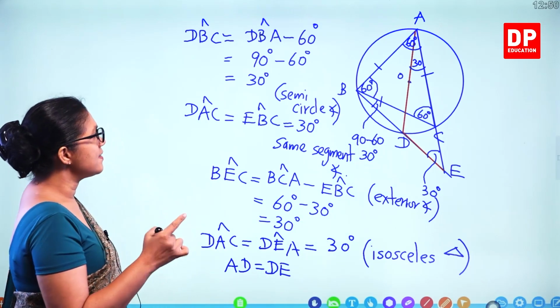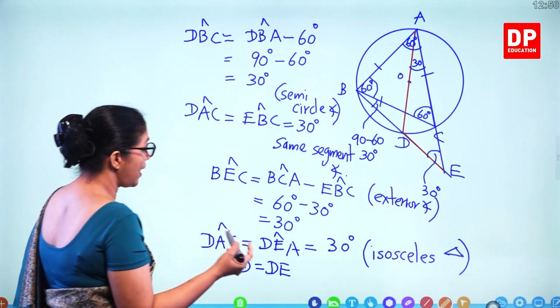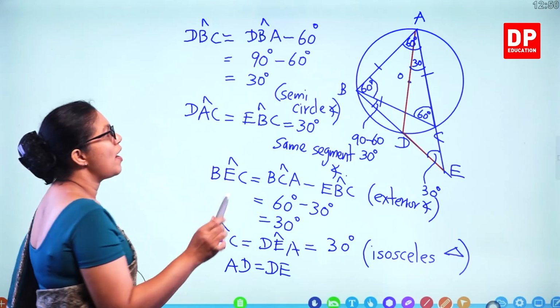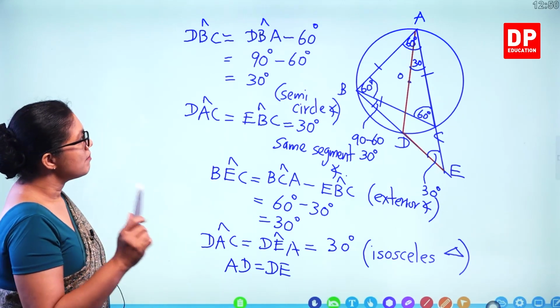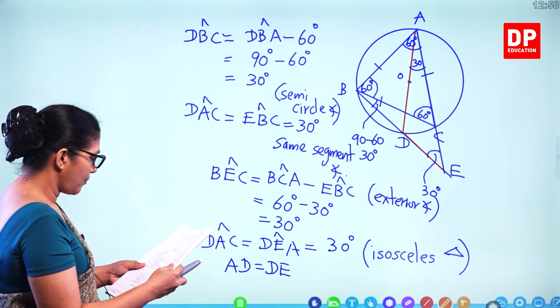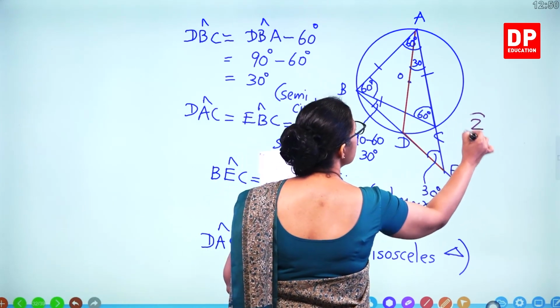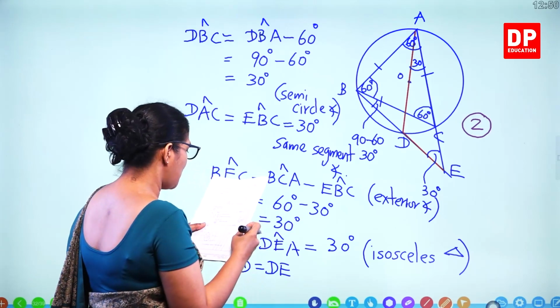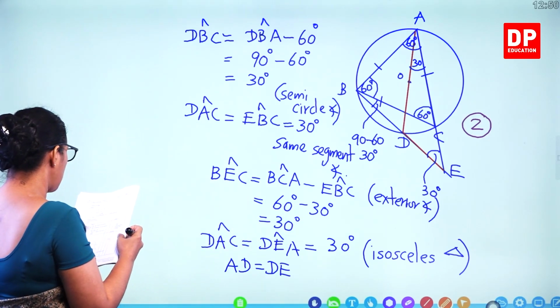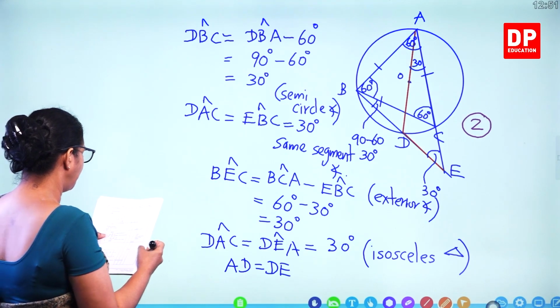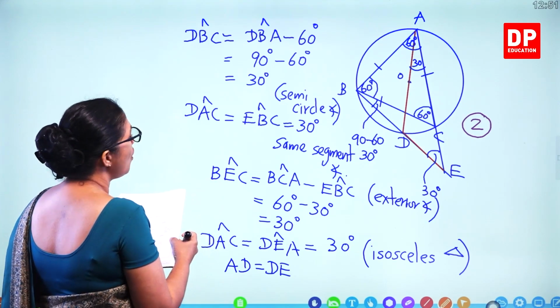Because of isosceles, this is equal. So you get 10 marks for this question. It's so easy, but you have to draw the diagram correctly. So for the diagram, you get 2 marks, and all the other proofs you get 8 marks. So 8 marks for all these.